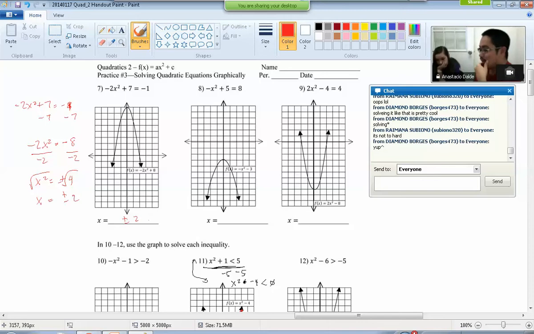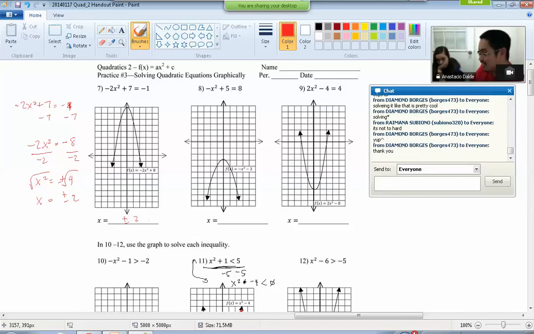Now I've chosen these parabolas so that they end up landing in nice spots. There's a lot more parabolas out there that don't land in nice spots. And in that case, you're going to need different techniques. But for now, I've chosen parabolas that land nicely on like negative 2 and positive 2.